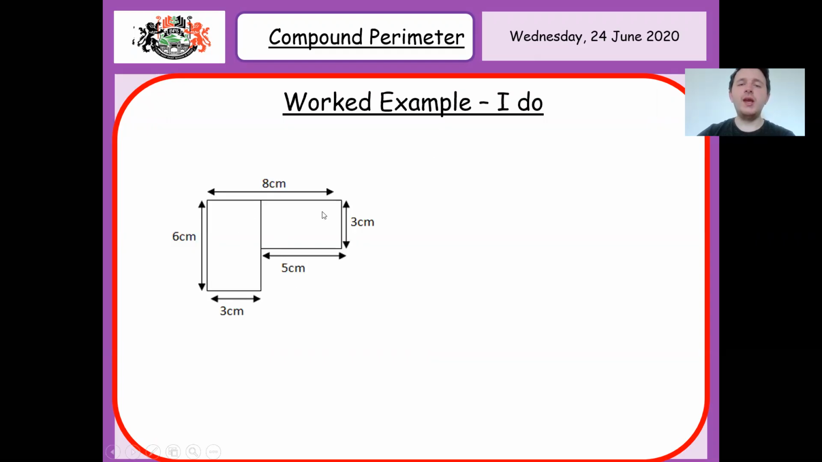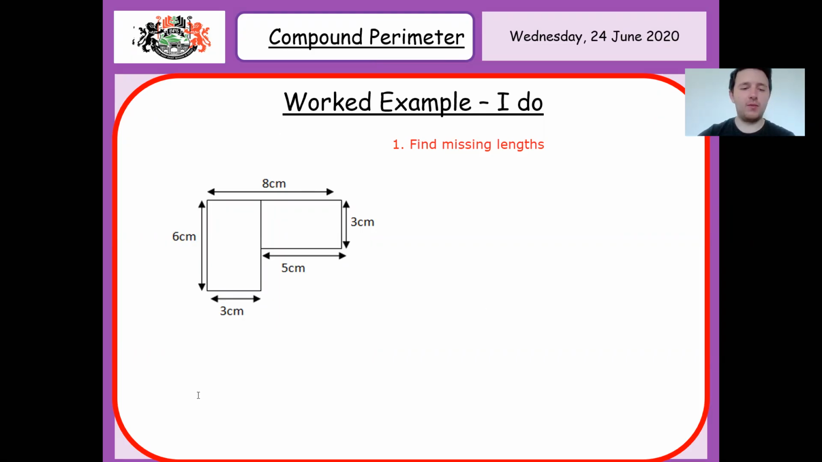So we need to work out the perimeter of this compound shape. So we need to work out what's the distance around this L shape. What we need to do first of all is think, are there any lengths that we're not told? That's step number 1. So you can write this down if you want. Step number 1, find missing lengths. If you look at this diagram, we don't have any missing lengths, because this is a basic example, but the ones that we look at after this will have missing lengths.